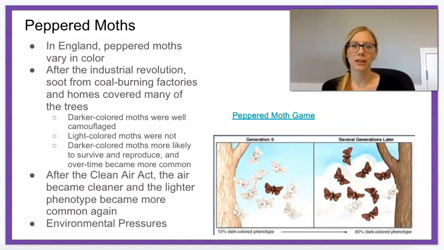They would show up more against the backdrop. So what do we see? Well, the darker colored moths were more likely to survive and reproduce. And over time, they became more common. After, however, the Clean Air Act, the air started to become lighter and cleaner again, and the phenotype switched as to which one would be more beneficial, right? Now, all of a sudden, lighter colored moths were more likely to survive, and darker colored moths were more easy to find, right? And so we saw that environmental pressures changed which population was more prominent, or which phenotype was more prominent in a given environmental condition.